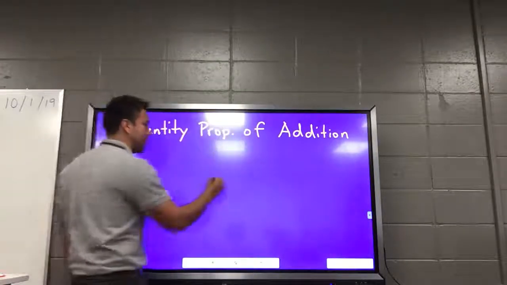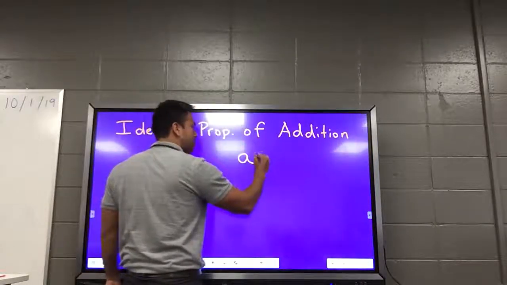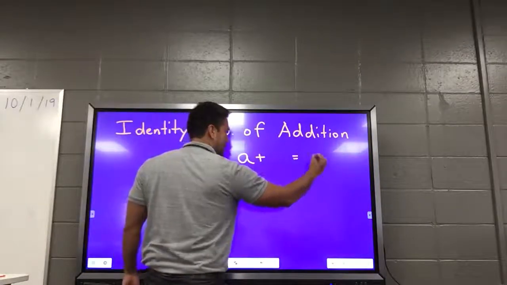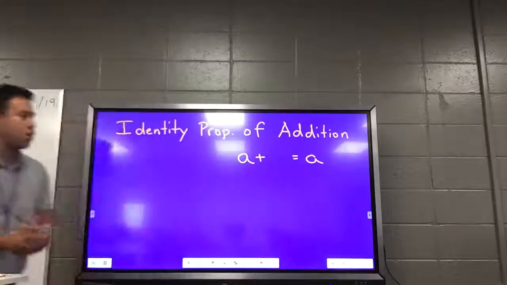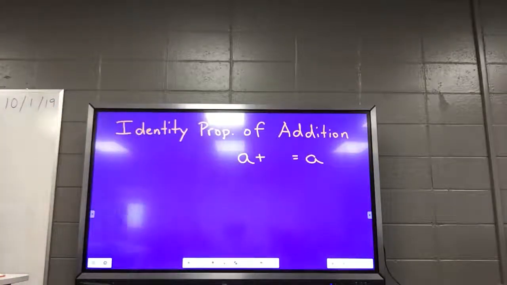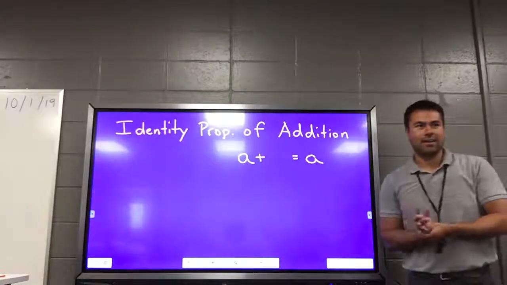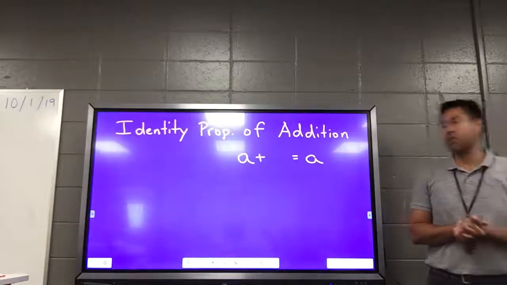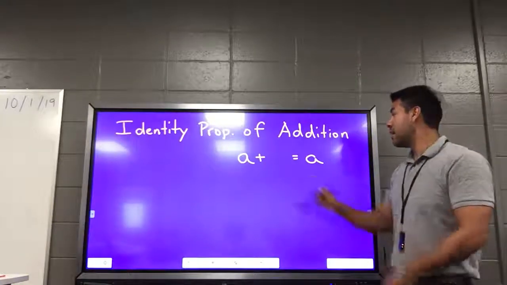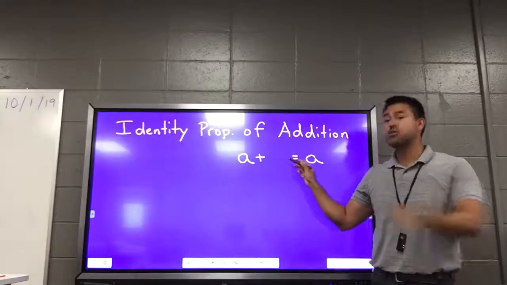Okay, so here's the identity property. A plus something equals A. Raise your hand if you know what would fit in that blank. A plus something would equal A. Let's go with Carly. It would seem like B, but there's a specific number.